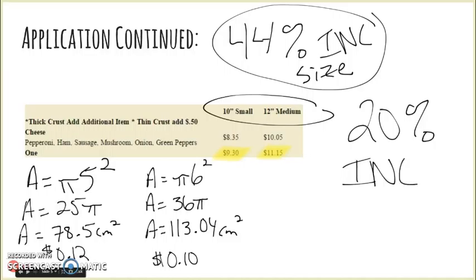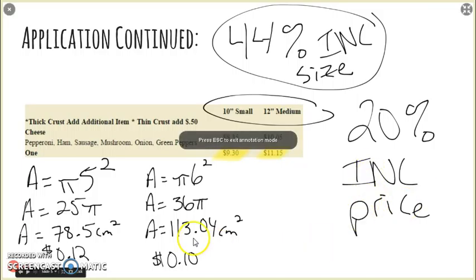increase in price. So what this really means is for 20% more money, you get 44% more pizza, which to me seems like the better deal. We should probably buy the medium. Unless, I guess, you're not hungry or something.